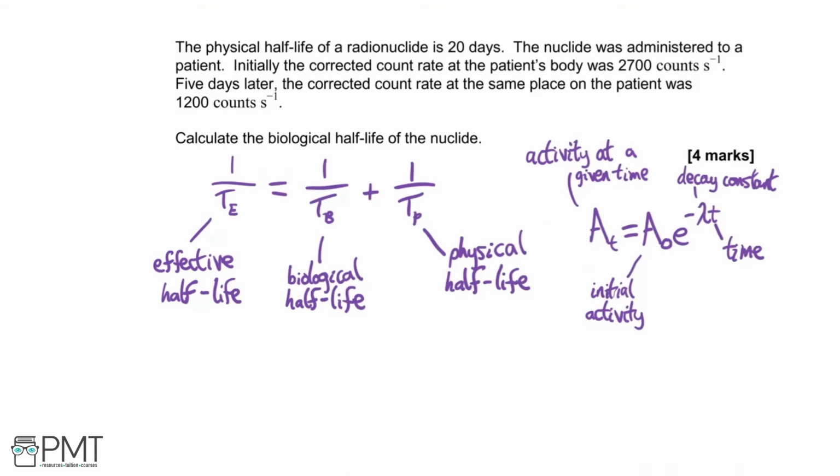Now, we're given the initial count rate, which is proportional to the activity, so we could just use count rate in this equation anyway. And we're given the count rate 5 days later, which is going to be 1,200 counts per second. So let's substitute the necessary values into the equation to find the decay constant, and then we can use the decay constant to find the half-life.